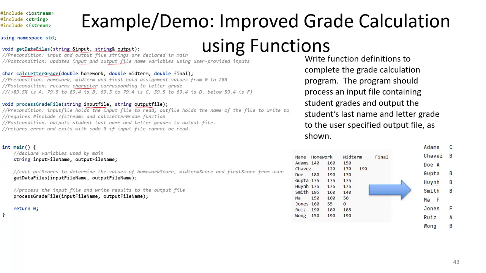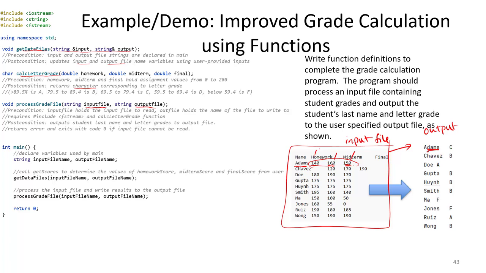That processGradeFile function will read data from an input file like this one, and we see we have the last name of a student and a homework, midterm, and final score. So for each student, we will read homework, midterm, and final scores, and in the output file, we will output the student's last name and their letter grade.